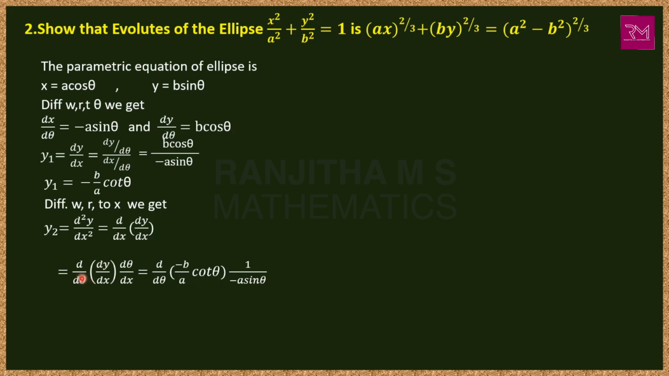D by dx, we can write as d by d theta of dy by dx as it is into d theta by dx. Now we can substitute the values. D by d theta of dy by dx is nothing but y1, that is our minus b by a into cot theta, into d theta by dx, where we have dx by d theta as minus a sin theta.